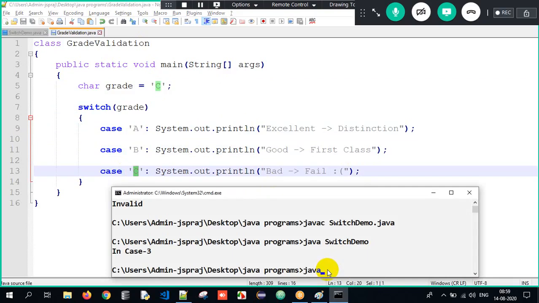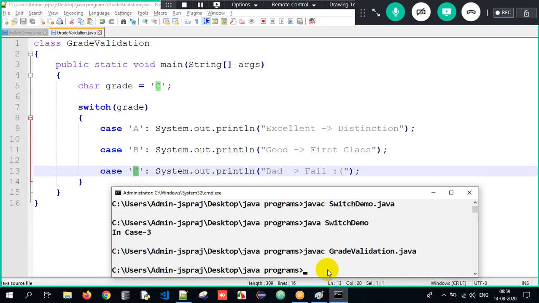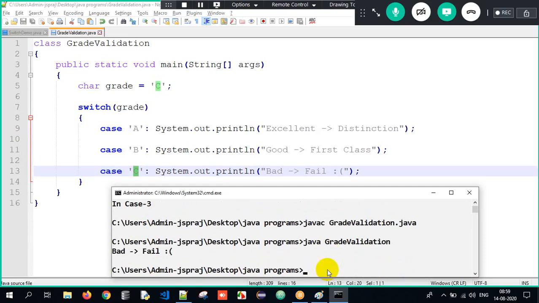See, I compile Java C grade validation dot Java. I compile my program here, so the compilation should happen in a beautiful manner, and I will interpret it as well. Did I get the output here? Bad, fail? Yes, I got the expected output.